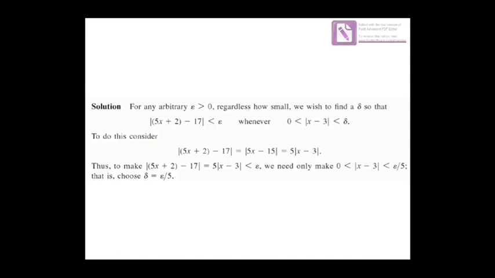For any epsilon greater than 0, we wish to find a delta greater than 0, such that absolute value of f(x) minus L is less than epsilon whenever absolute value of x minus 3 is less than delta.